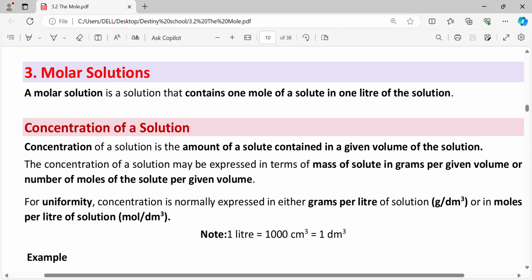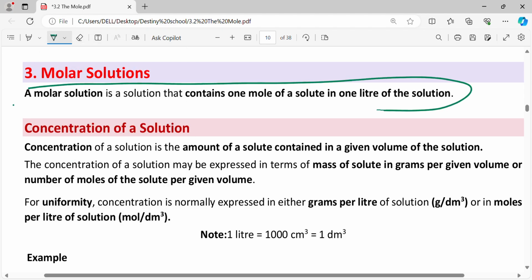So here is my description in my notes. A molar solution is a solution that contains 1 mole of solute in 1 liter of the solution. The main important thing in molar solution is that you are going to dissolve it in 1 liter of the solution. So if you dissolve any mole in 1 liter, 1 liter is equivalent to 1000 cubic centimeters and also 1 decimeter cubed.